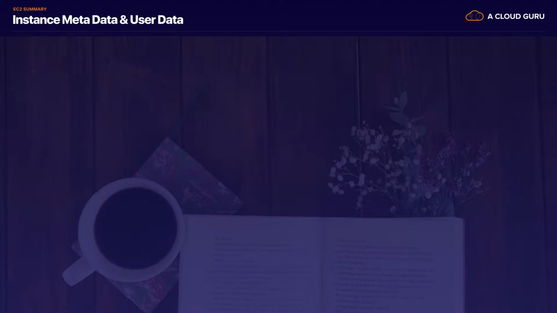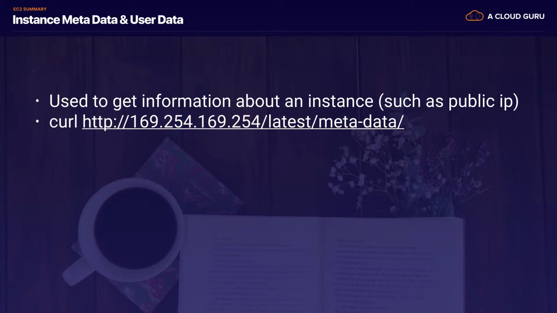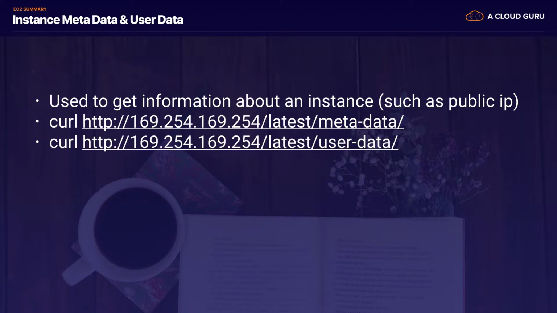We then learnt about instance metadata and user data. So it's used to get information about an instance such as a public IP. And to do it, you just run a curl and then 169.254.169.254/latest/metadata. User data is literally your Bootstrap script that is passed to your EC2 instance when it first boots up. And again, you just run a curl 169.254.169.254/latest/ and then user data.